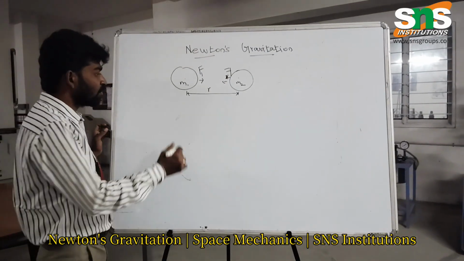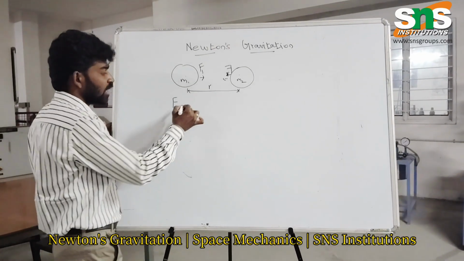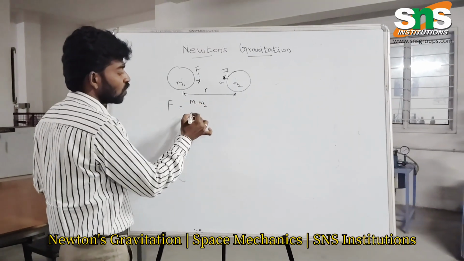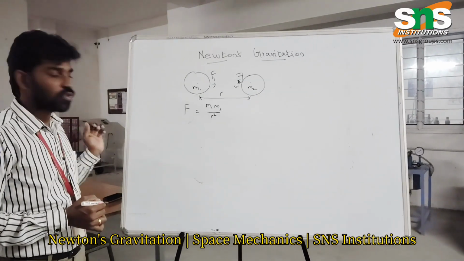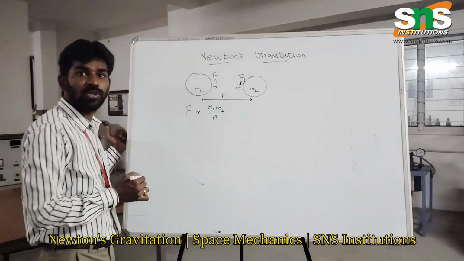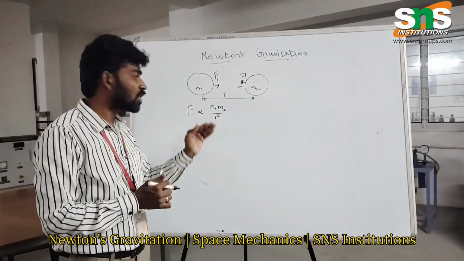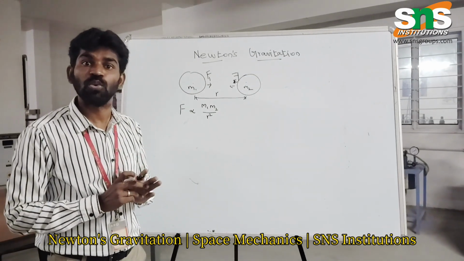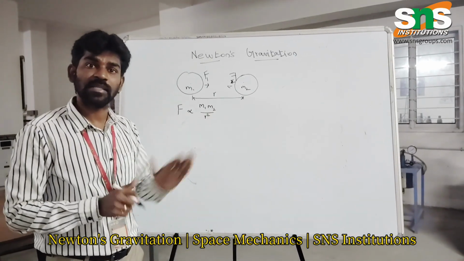We know from Newton's law that F is equivalent to m1 m2 by r square. So F is proportional to the product of the two masses and inversely proportional to the square of the distance between the two masses. This equation shows this principle.